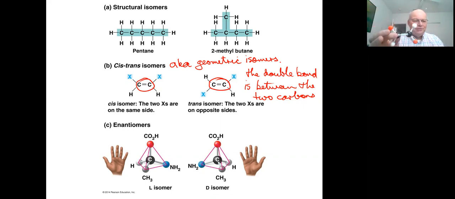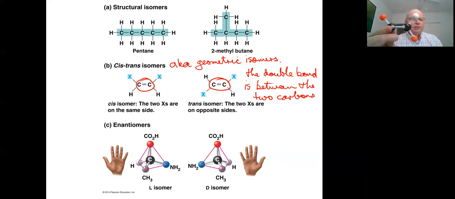And so this is the trans form. So here's the cis form, and here's the trans form. And why it is important to recognize that these exist because of the double bond between the two carbons is because the double bond creates an inflexible molecule. You can't twist this. It can't rotate.